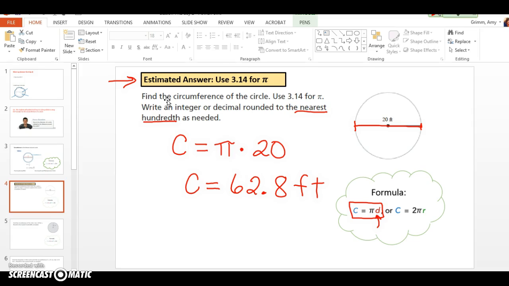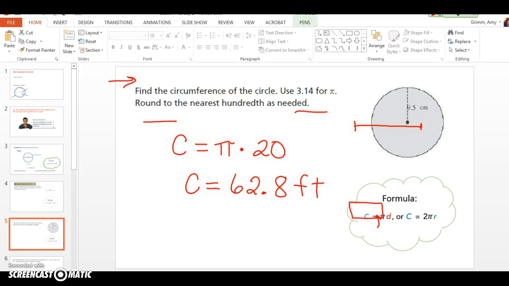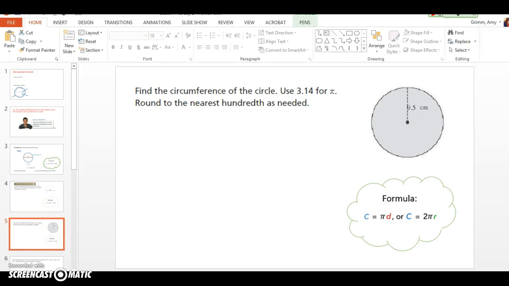All right, let's try another one. All right, find the circumference of a circle. Again, use 3.14 for pi. Round to the nearest hundredth as needed. Okay, so what do I know this time? Kendall. I know the radius of this one. And so which formula am I going to use?